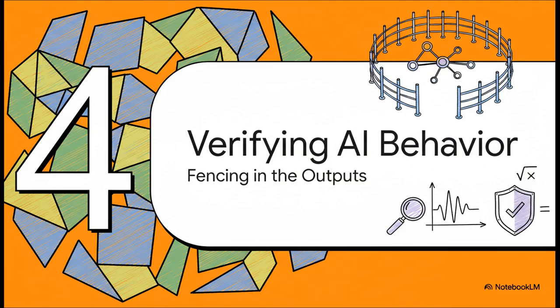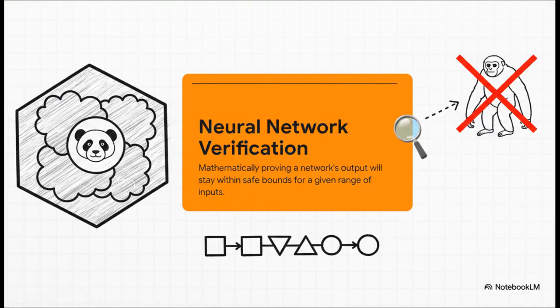Verification is all about moving beyond just testing an AI. It's about providing mathematical proof that it's going to behave correctly, not just on one input, but across a whole range of them. So as it says here, verification gives you provable guarantees. This means for a specific range of inputs, like say our panda picture, plus any possible noisy changes up to a certain level, we can prove that the network's output will always stay inside a safe boundary. We can prove it can't be tricked into calling it a gibbon.